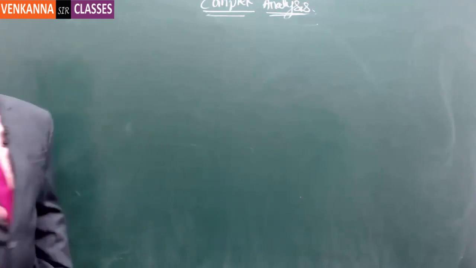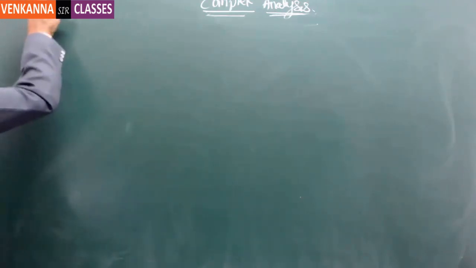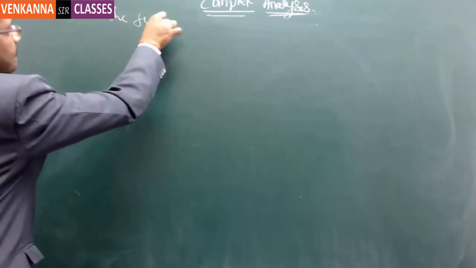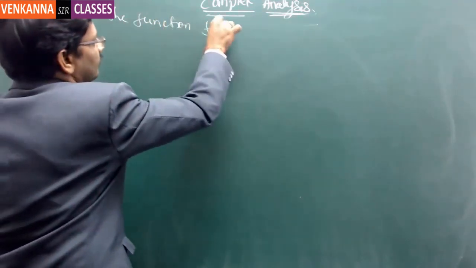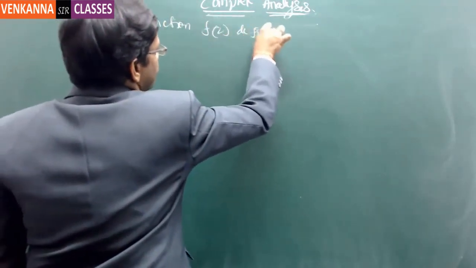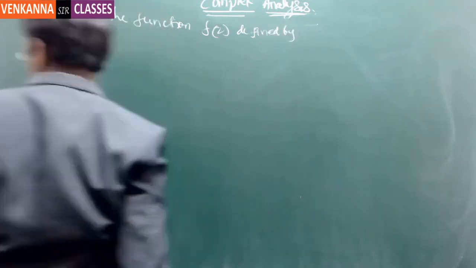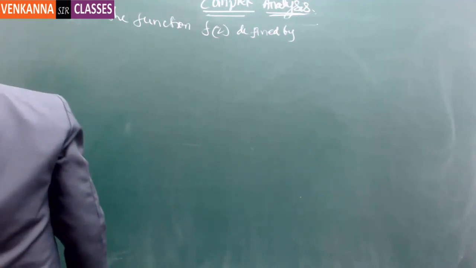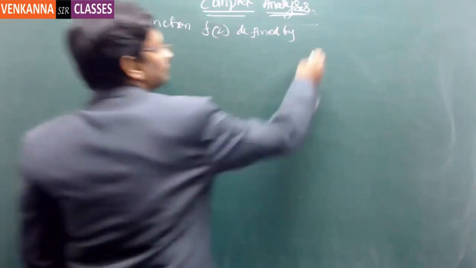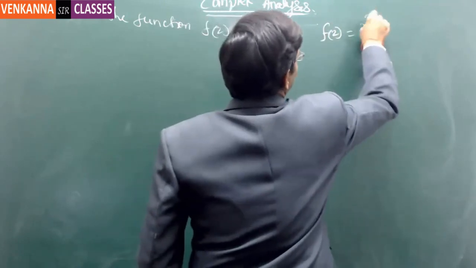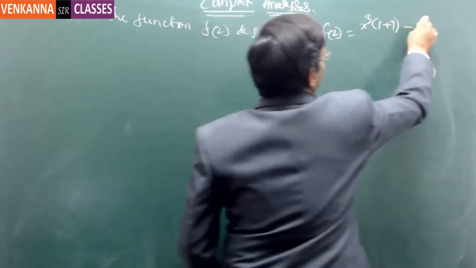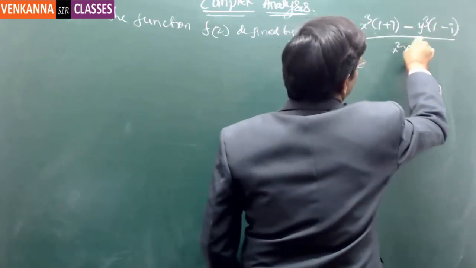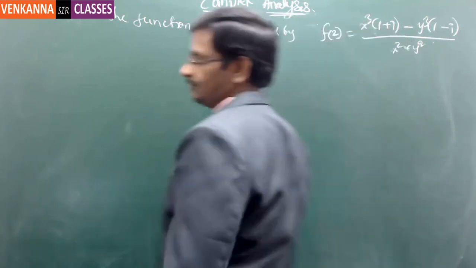Prove that the function f of z defined by f of z is equal to x cube into 1 plus i minus y cube into 1 minus i divided by x square plus y square. This is the function.